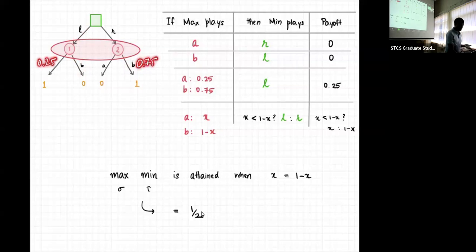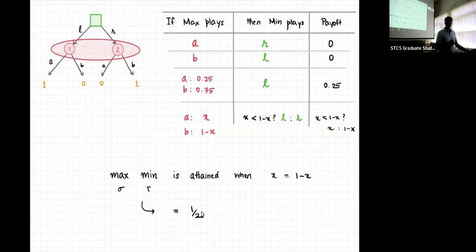What should min do? Min knows that B is played with 0.75 and the lower probability is on A, so min will play left, so that the payoff is just 0.25. The best response of min is still a pure strategy. In general, if Max plays A with X and B with 1 minus X, min will make this decision: is X less than 1 minus X? Then you do L. Otherwise, you do R. And whatever you do, the payoff will be min of X comma 1 minus X.